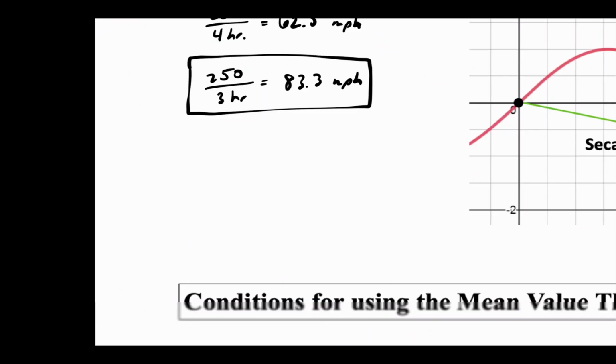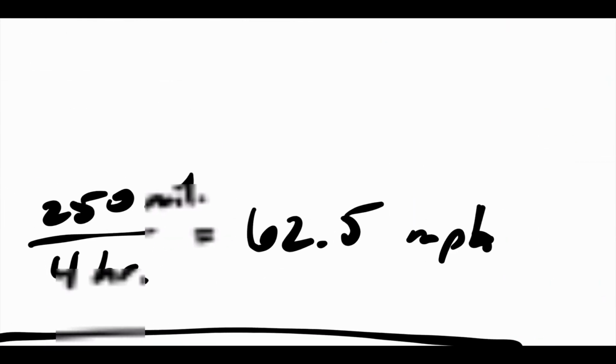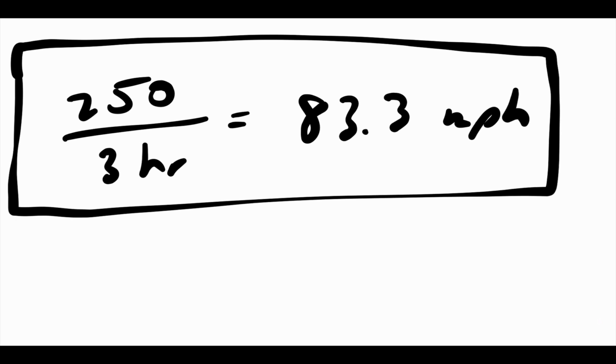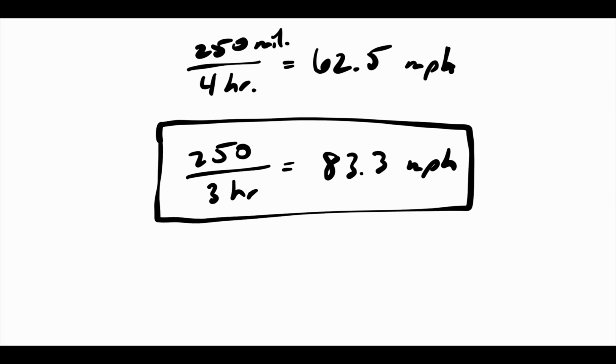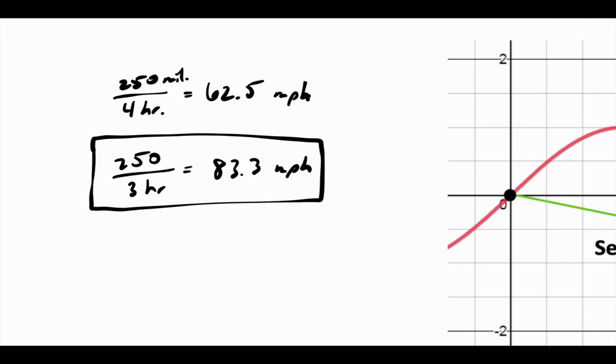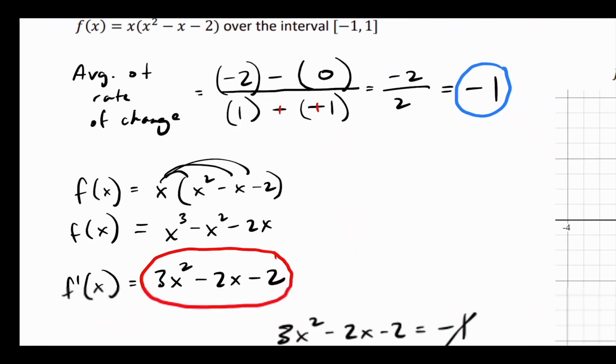It's the spots where I was going. Where on the trip were you going exactly 83.3 miles or 62.5 miles an hour? That's what we just found. Where on the trip was this person going 83.3 miles an hour? Well, they were here, there, here. That's what I just found. I pinpointed the locations where they were going that speed, and that's what the mean value theorem says.